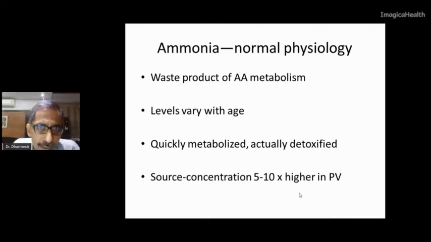We all know that ammonia is a waste product of amino acid metabolism. It comes from the gut. So the sources are the protein that is consumed by us as our food, as our nutrition, as well as urea that is derived from the blood and that is broken down by the urea-splitting microbiota in the gut, and that leads to generation of ammonia. The levels of ammonia that are seen in the blood vary with age. So most adults will have values of 35 micromoles per liter. And henceforth in the talk, I'll only be talking about the numbers and not the units.